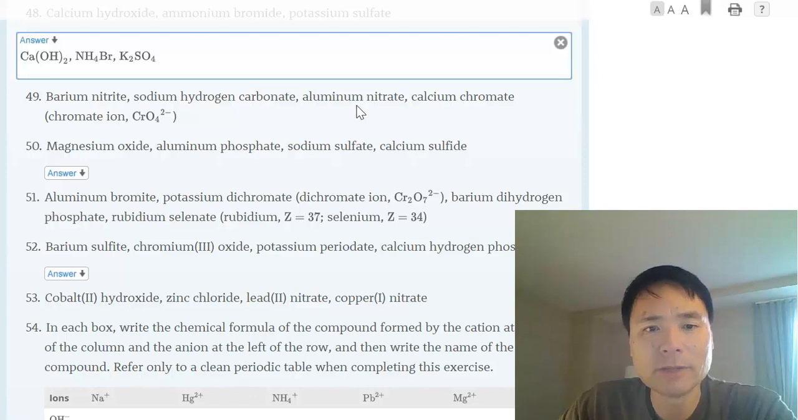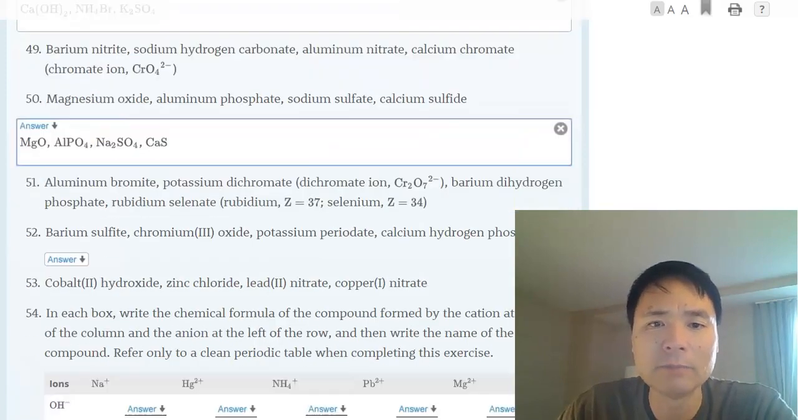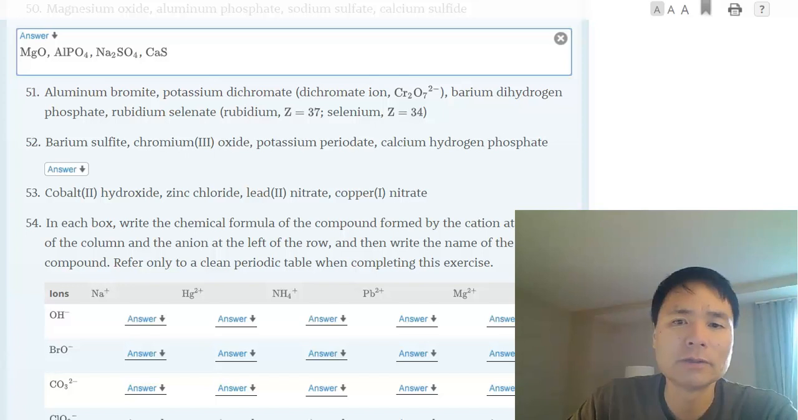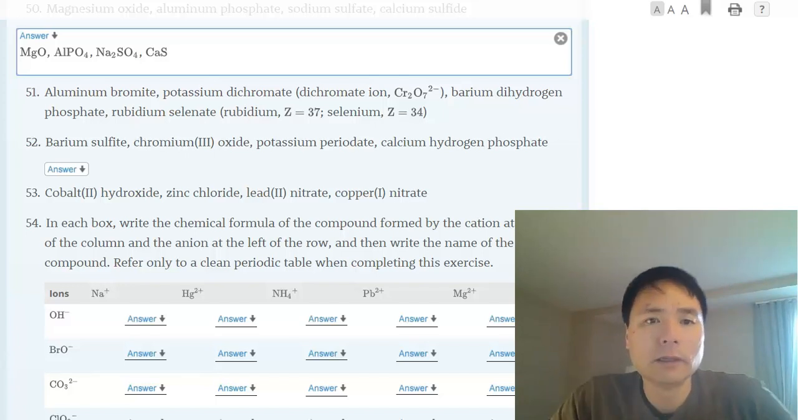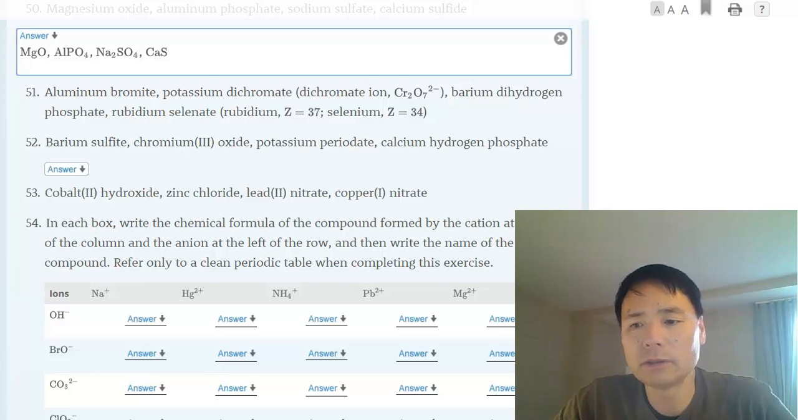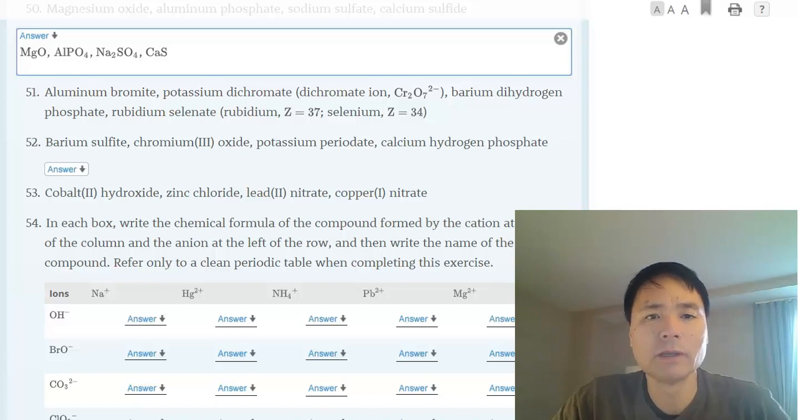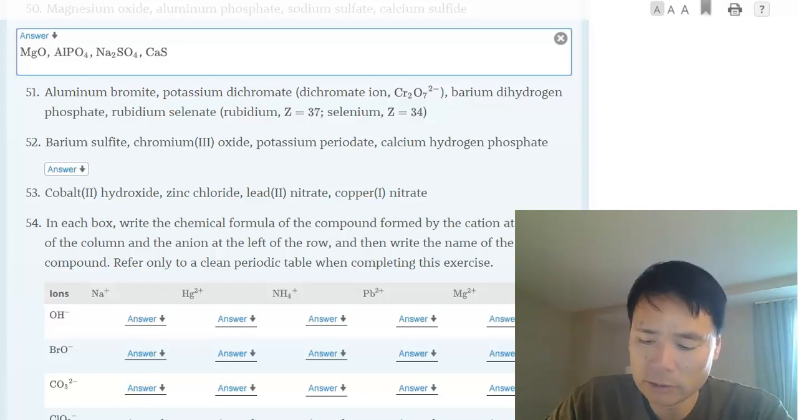Aluminum phosphate. Aluminum is 3 plus. Phosphate is 3-. That's a 1-to-1. So AlPO4. We did sodium sulfate and calcium sulfide already. Aluminum bromate. Bromite is BrO2. Bromate's BrO3. And the charge is -1, so we'll need Al(BrO3) with BrO3 taken 3 times. So we get something like that.